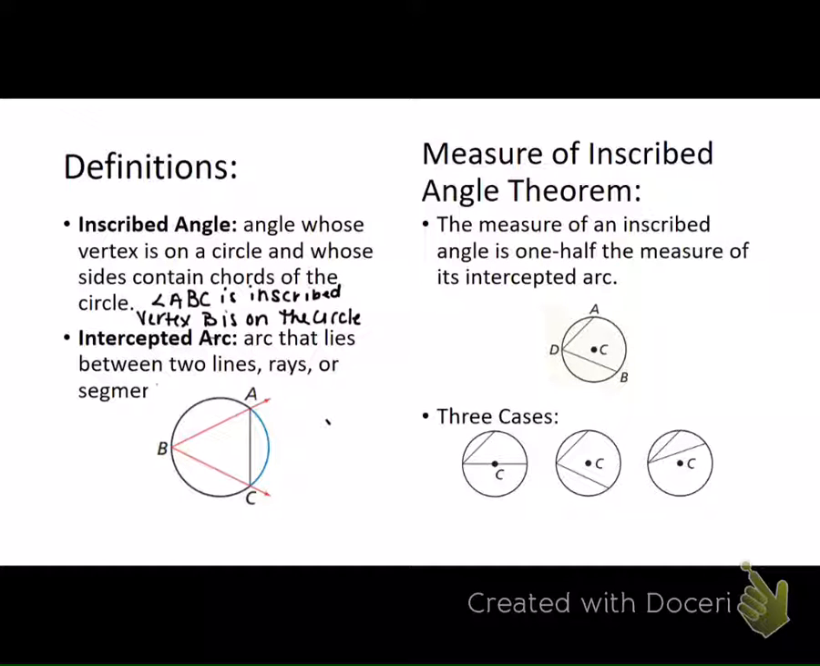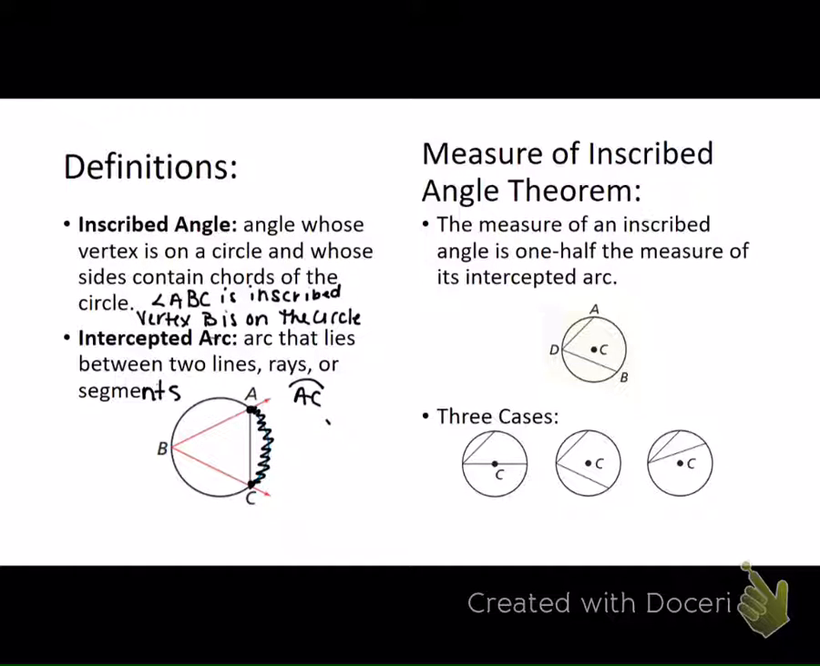All right, so an intercepted arc is an arc that lies between the two lines, rays, or segments. That should say segments. It got cut off. So the intercepted arc is arc AC. So you see that it is connected by the other two points of the angle. So the non-vertex points of the angle create an arc in the circle. Do you guys see that arc that it's creating? So it's important to understand where that is.